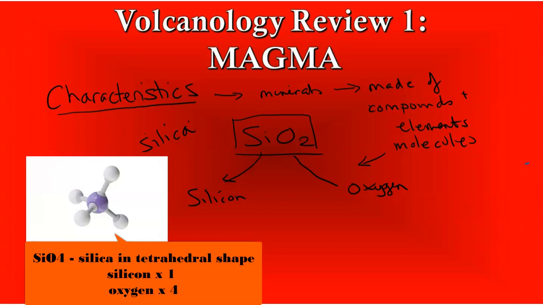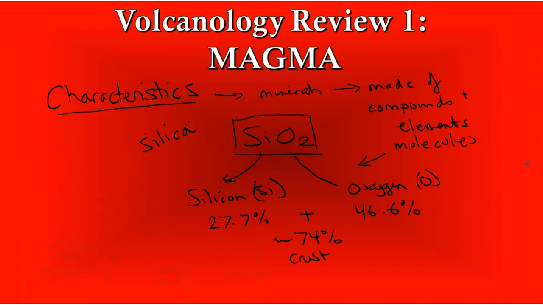Now silicon is Si and oxygen is O. Now silicon is 27.7% and oxygen is around 46.6%. So when you add these two up, you're looking at around 74% of the crust being made of these two elements and being part of the 90% silicate mineral group.